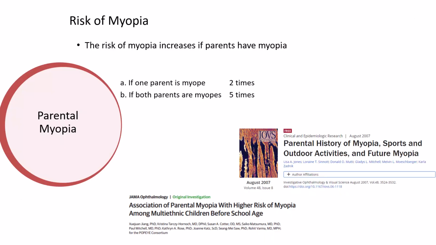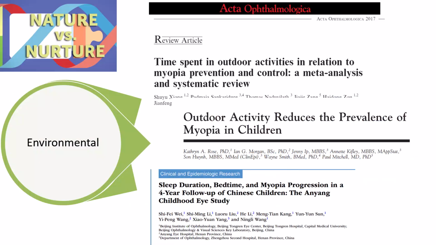So the risk of myopia definitely increases if one of the parents is myopic, almost twofold, and if both the parents are myopic, it increases by fivefold. And then there have been multiple environmental factors which are responsible for myopia progression.